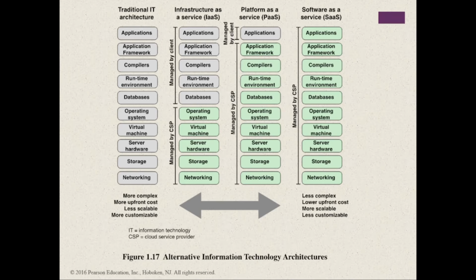So the next figure is figure 1.17, the alternative information technology architectures. The essential purpose of cloud computing is to provide for the convenient rental of computing resources. A cloud service provider, or CSP, maintains computing and data storage resources that are available over the internet or private networks. Customers can rent a portion of these resources as needed.